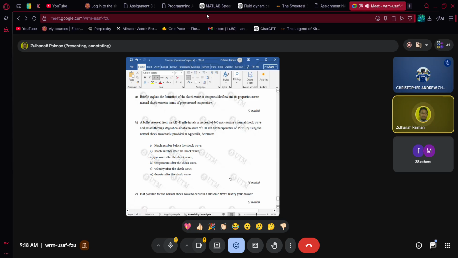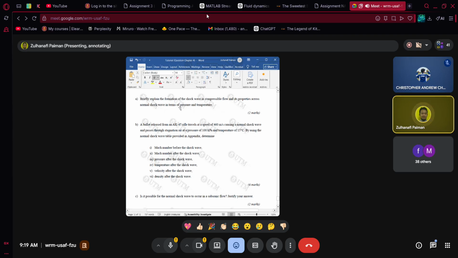A, briefly explain the formation of the shock wave in compressible flow and its properties across the normal shock wave in terms of pressure and temperature. I think you should be able to explain how the shock wave forms and what will happen to the pressure and temperature when it crosses the shock wave. It will experience drastic increments in pressure, temperature, as well as entropy.